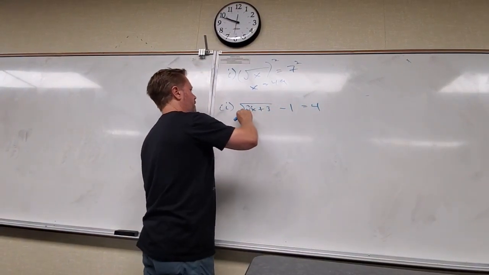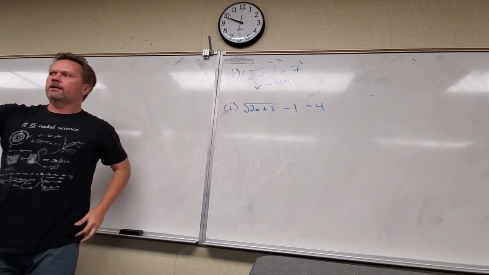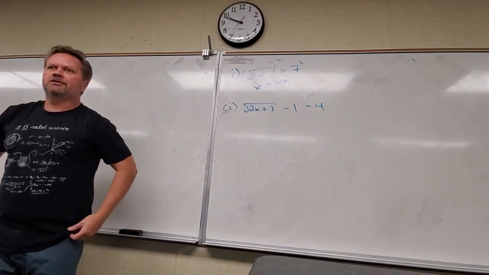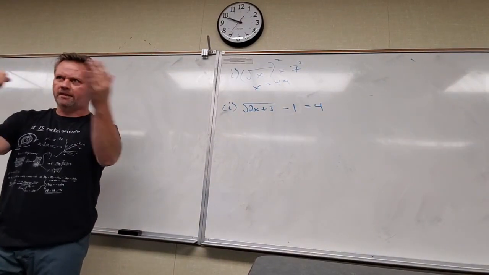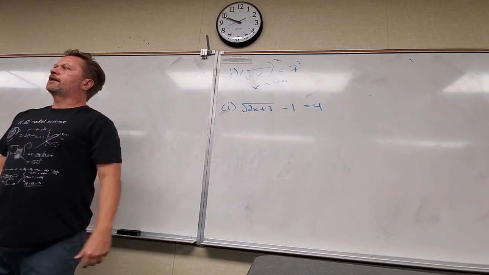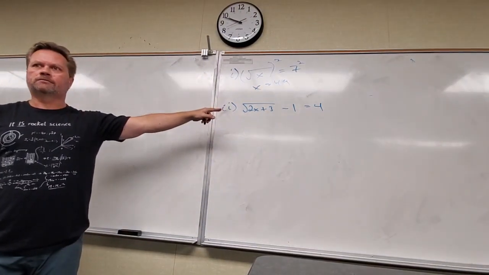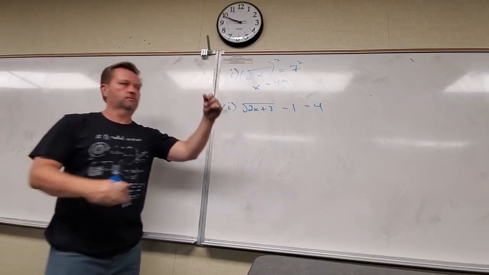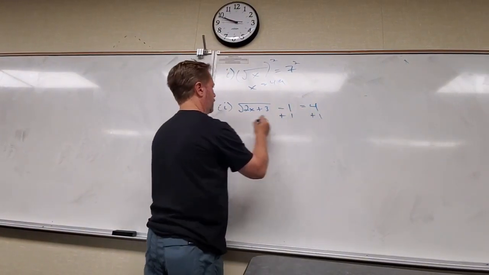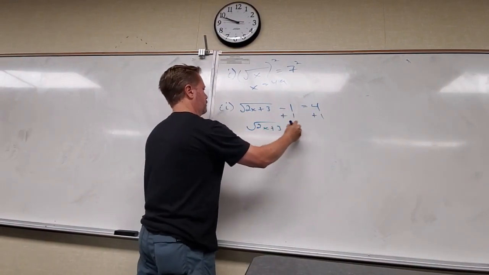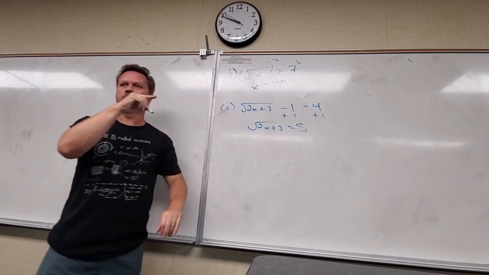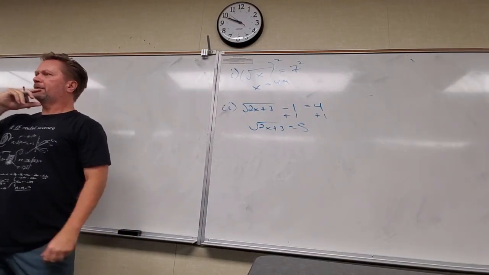I always call this my class in how to be a tyrant. So what does a tyrant do? They isolate the radical element and then they kill it, right? So how do I isolate the radical? Add 1 to both sides. So I get the square root of 2x plus 3 equals 5. And now I can kill the radical element.